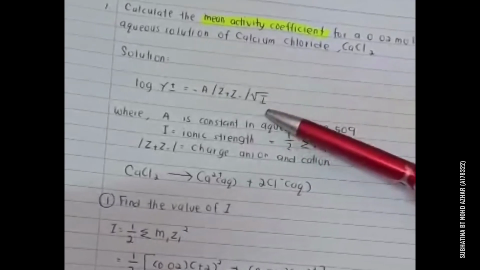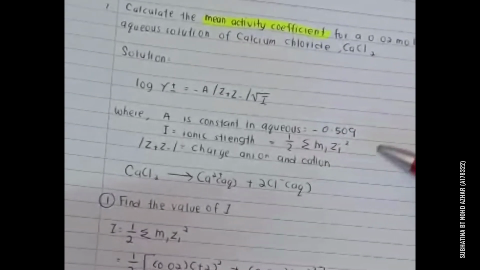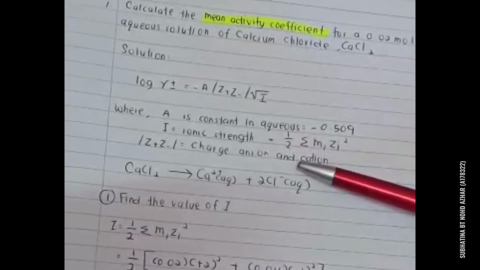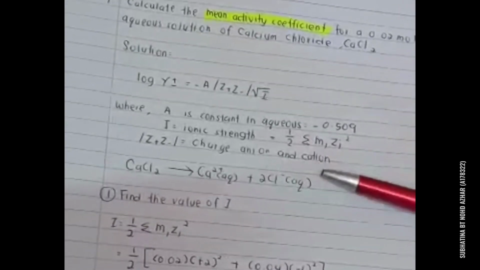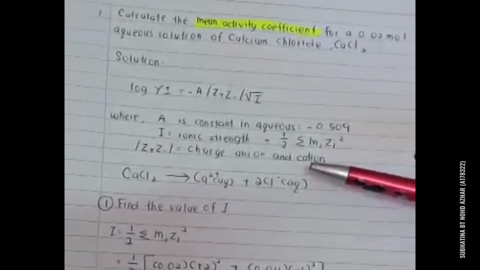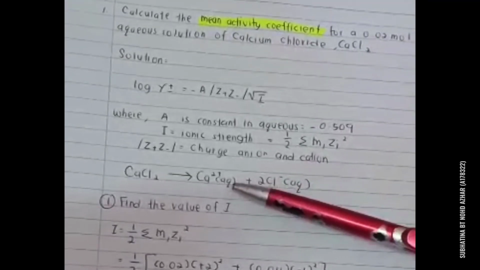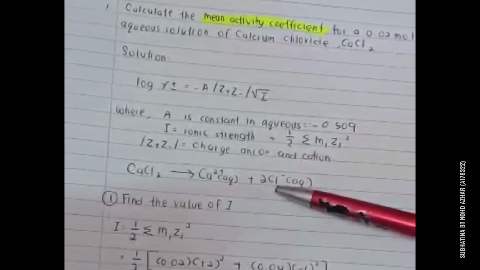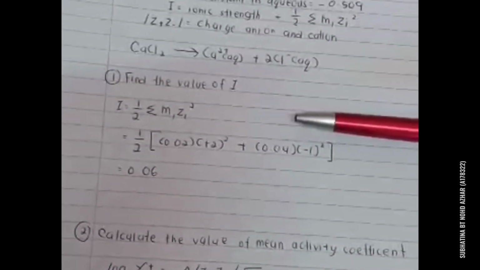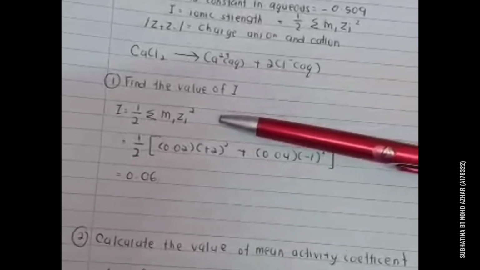I here is the ionic strength, where we need to use this formula in order to get the value of I, and Z plus and Z minus are the charges of the cation and anion. So in order to solve this question, we know that as calcium chloride dissolves, it will form 1 mole of calcium ion and 2 moles of chloride ion. So firstly, we are going to find the value of I, the ionic strength, by using this formula.